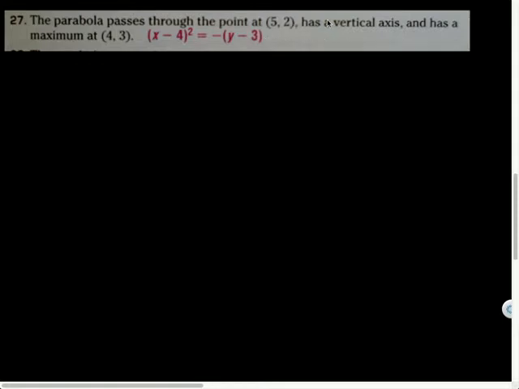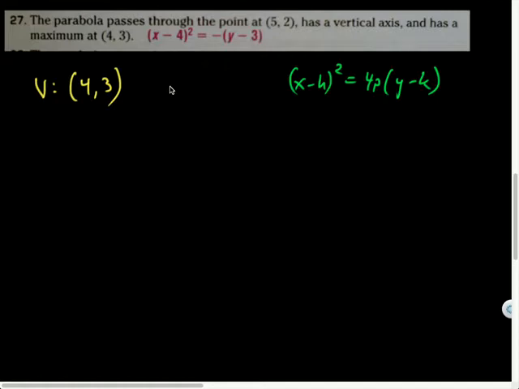5, 2, has a vertical axis, so vertical means it's going to be x minus h squared equals 4p times y minus k, and has a maximum at 4, 3. So what we know is that the vertex is 4, 3. I know that a particular x, y, so x comma y, is equal to 5, 2. I don't know the value of p yet.